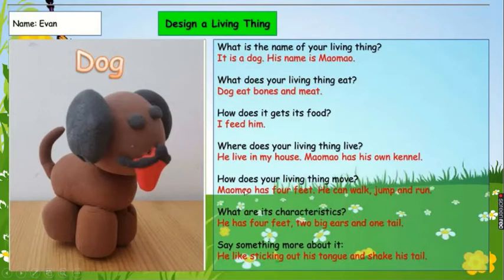Good one. Well, Momo has 4 feet. He can walk, jump, and run. That's how it moves. And it has 4 feet, 2 big ears, and 1 cute tail. Let's say something more about it. He likes sticking out his tongue and shaking his tail. He has 1 very long tail, and he likes to shake it and stick out his tongue, just like the one in the Play-Doh. Good one, Evan, and very cute creation.